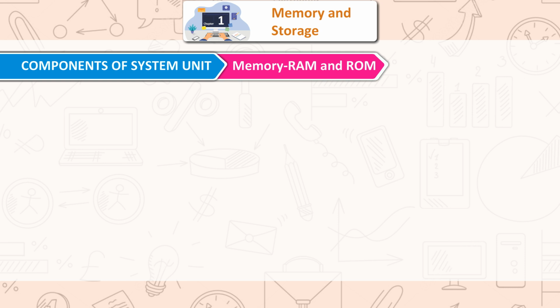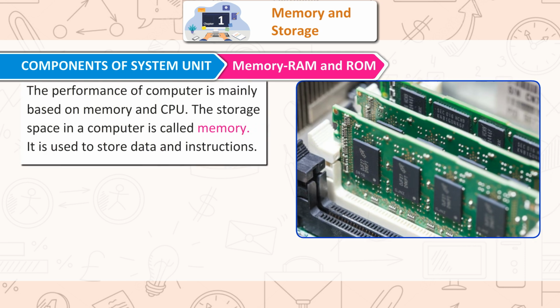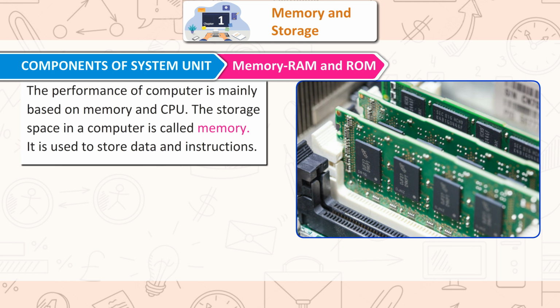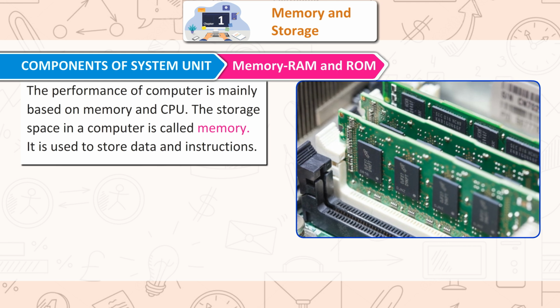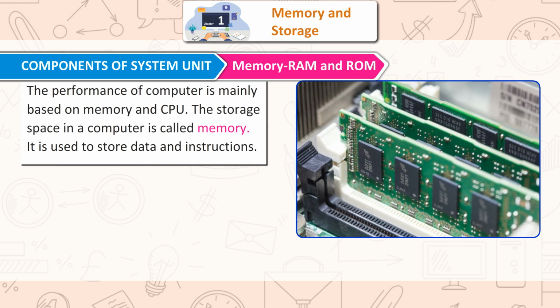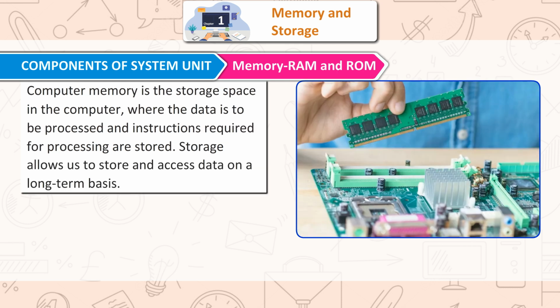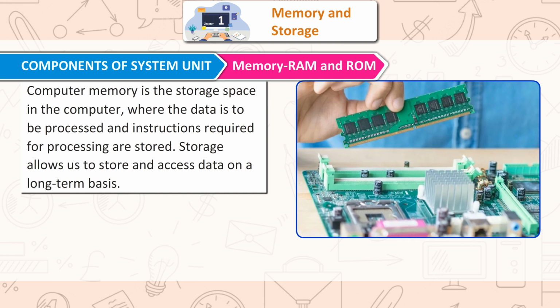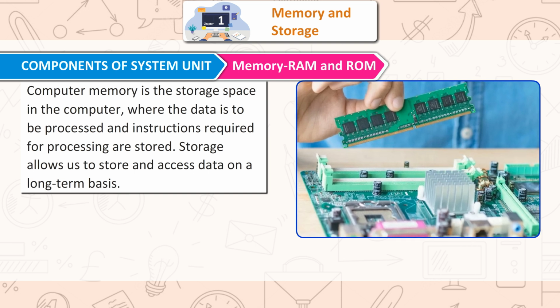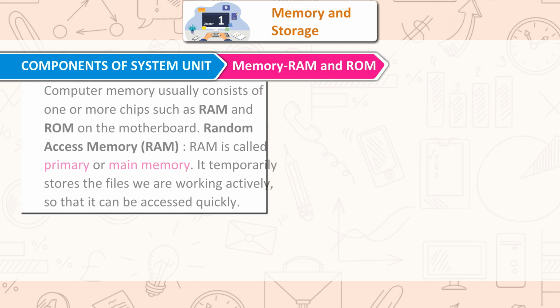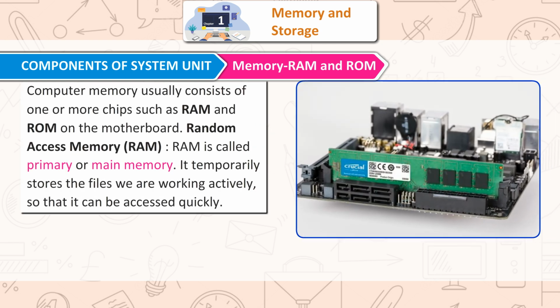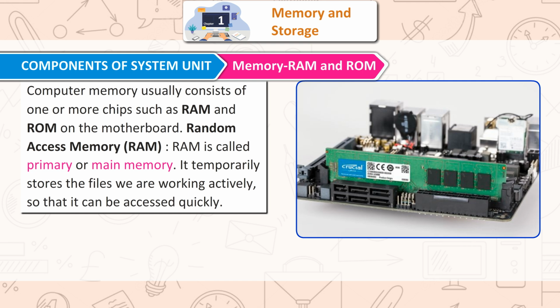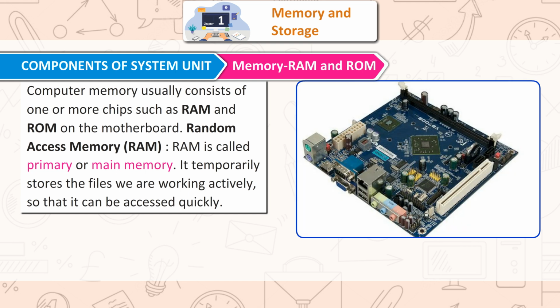Memory, RAM and ROM. The performance of computer is mainly based on memory and CPU. The storage space in a computer is called memory. It is used to store data and instructions. Computer memory is the storage space in the computer where the data is to be processed and instructions required for processing are stored. Storage allows us to store and access data on a long-term basis. Computer memory usually consists of one or more chips such as RAM and ROM on the motherboard.